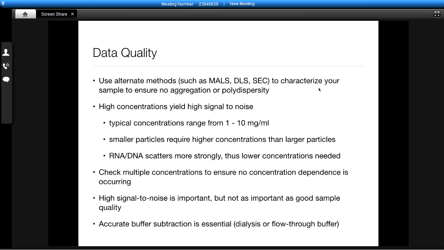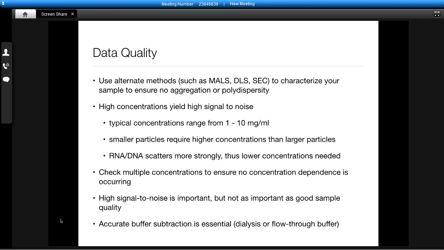Whenever you have higher concentrations, you want to make sure that you check multiple concentrations to ensure that there's no concentration dependence occurring. Additionally, while high signal to noise is important, it's not quite as important as good sample quality. You can have really good signal to noise, but if you've got poor sample quality, then that all goes to nothing. Whereas you sometimes can get information about your sample from data that has poor signal to noise, as long as it's a good sample quality.